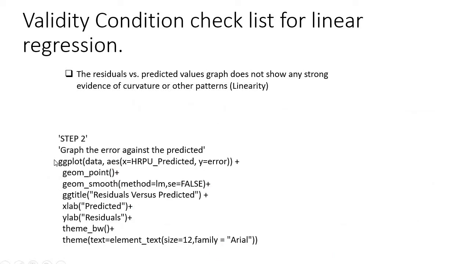Here's the code. I just gave it to you as a snip. It's the same ggplot. The x would be the predicted. The y would be the residuals or the error. This geom smooth method equals lm puts that blue line in there so I can see it. And I notice I'm very neat about my actual lines.